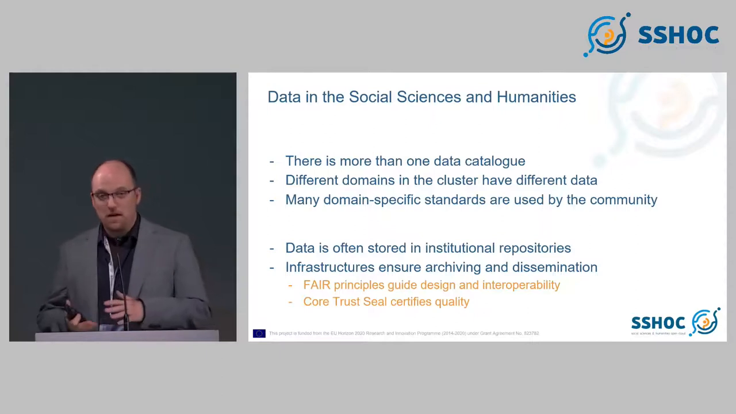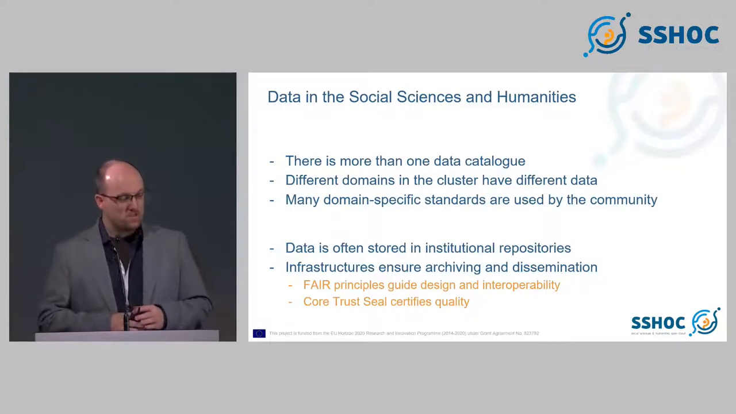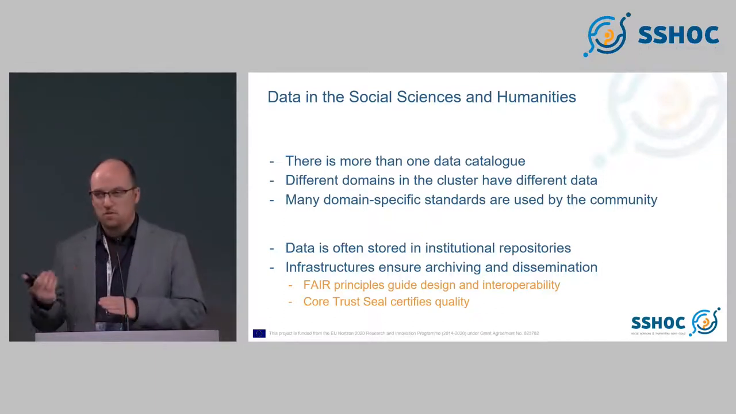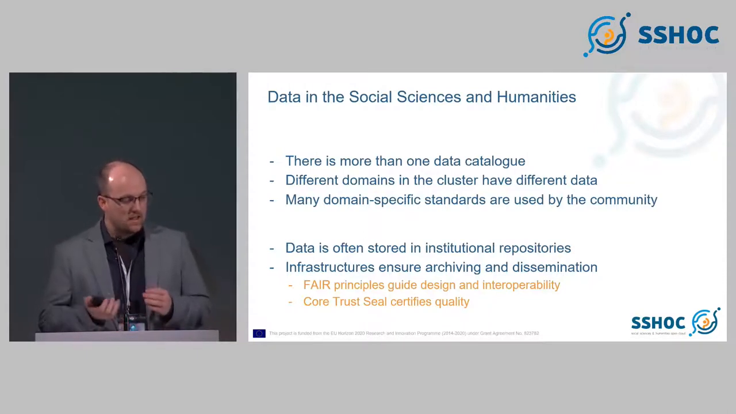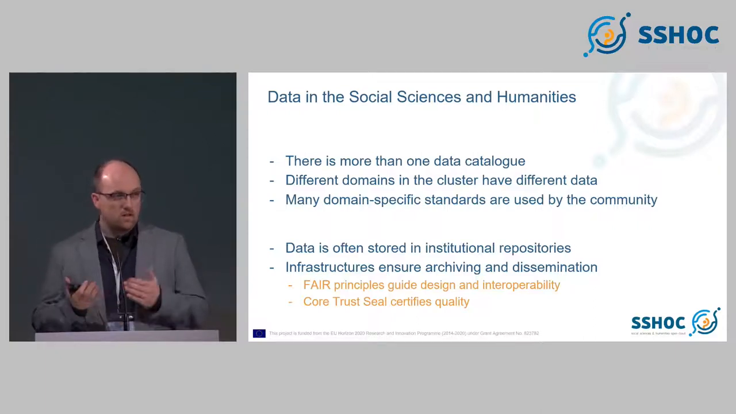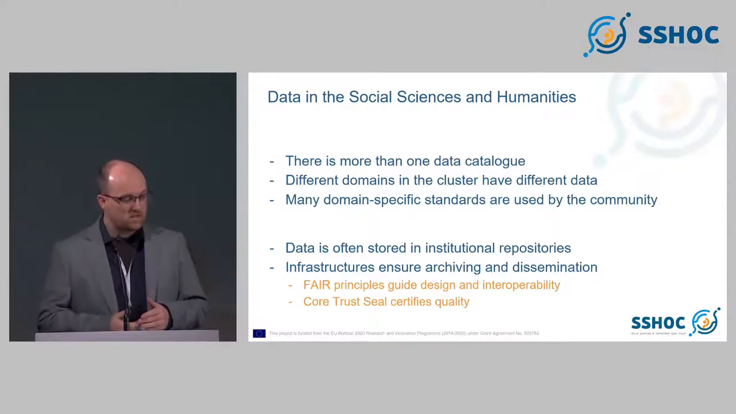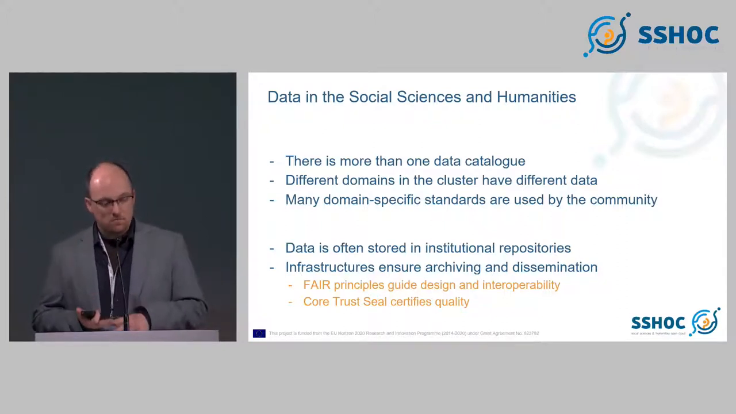We have multiple domains, social sciences, humanities, both in their own right very broad, but also very different disciplines compared to each other. And there are lots of standards that are being used in these communities. Some are more established, some are more common, some are very heterogeneous, some are very specialized to very specific types of data, to very specific applications. These data are usually stored in institutional repositories that are run by our infrastructures, that are run by institutions that are established, have been around for quite some time. And through our infrastructure approach, we're ensuring that they're being archived, that they're being disseminated.